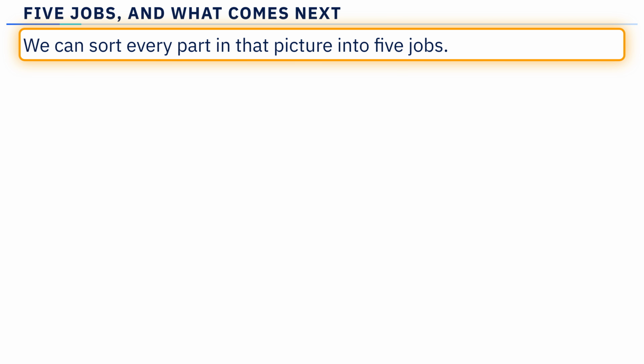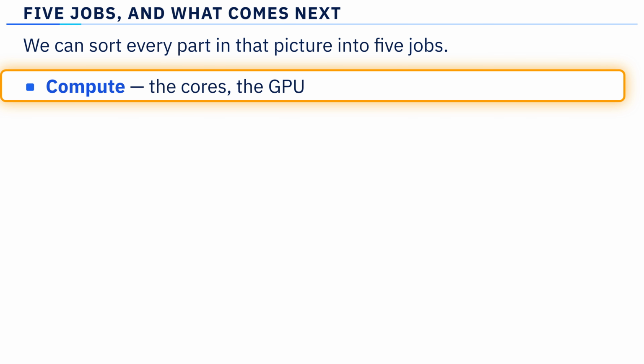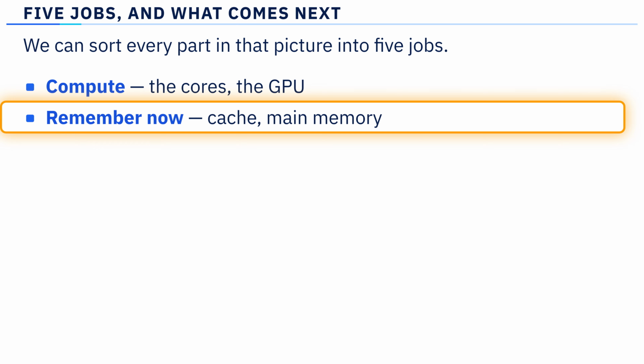One picture, 5 jobs. We can sort every part we named into one of them. Computing. The cores run general programs. The GPU runs huge amounts of similar work at the same time. Remembering right now. Cache and main memory hold what is being used at different distances from the core. Both forget the moment the power goes off.